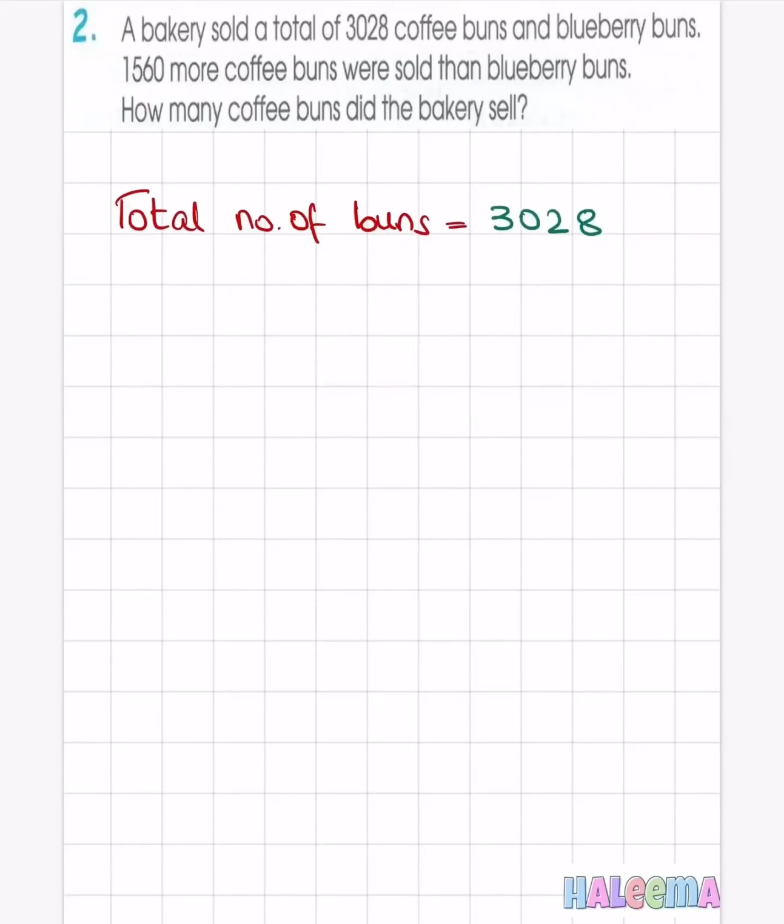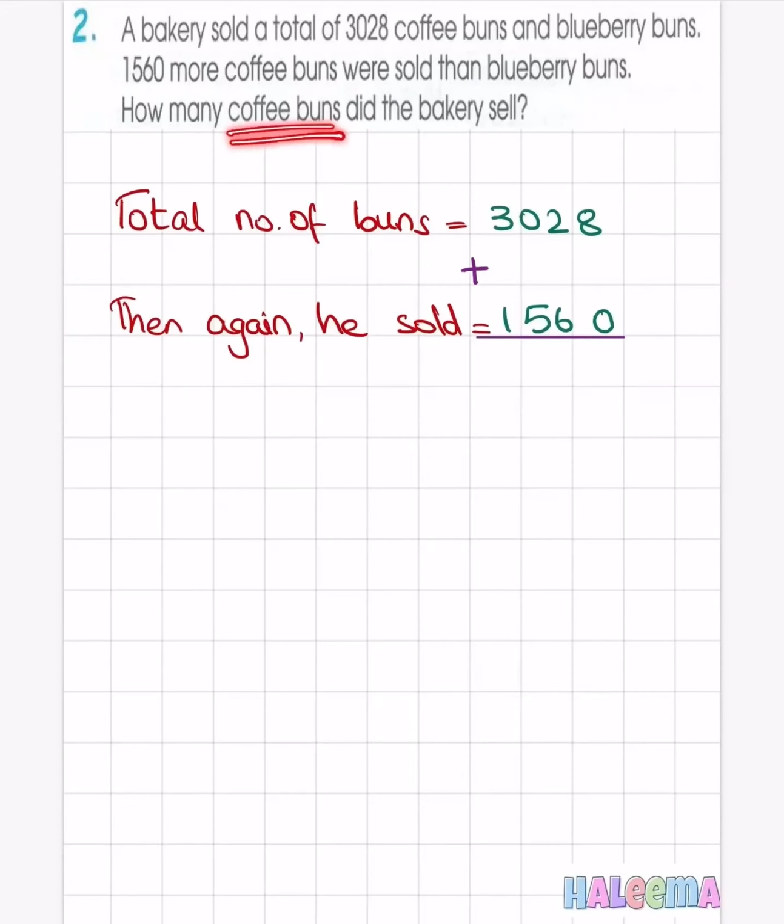Look, the total number of buns he sold was 3,028. Remember, buns here means half of coffee buns and half of blueberry buns. Remember again, we still don't have an idea about the exact amount of coffee buns and blueberry buns. We're just assuming that 3,028 is the half of coffee buns and blueberry buns. Then again, he sold 1,560 more buns. How many coffee buns did he sell? We have no idea the exact amount of how many coffee and how many blueberry buns we have. What we're going to do is add them so that we get to know the total number of buns first. And then we will find how many coffee buns he sold, right?